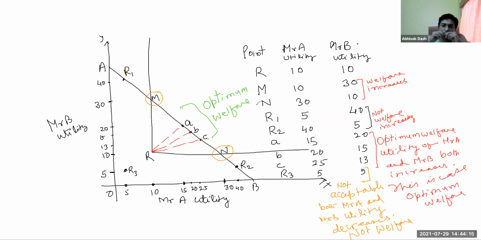Sir, but the question arises: how to measure all this, since utility cannot be measured? How to determine whether society can move from R to A, or R to B, or R to C, because utility cannot be measured.